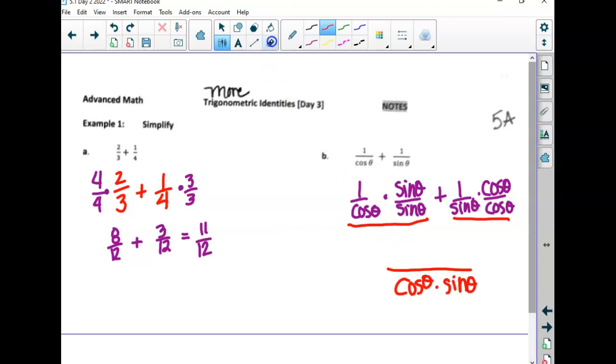I don't know why that looks like an exponent or something. I made that really weird. On the top, we have 1 times sine, which is sine, plus 1 times cosine, which is cosine. Now, does a sine plus cosine equal 1?